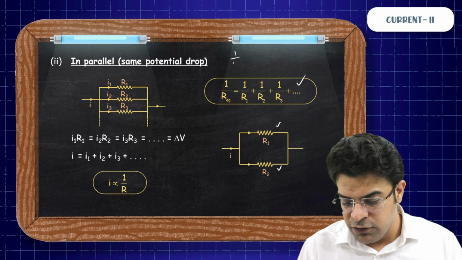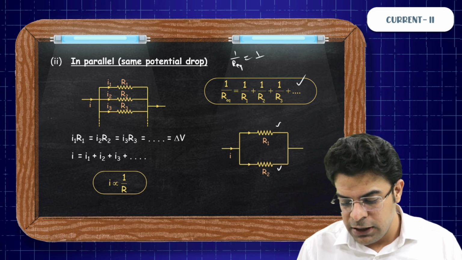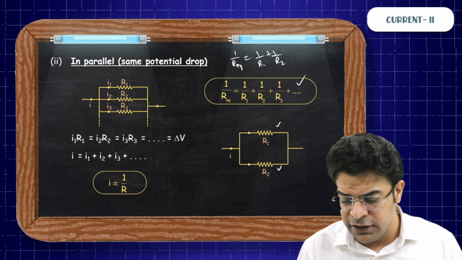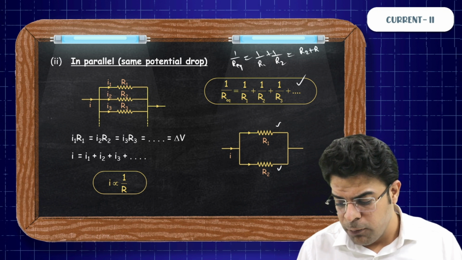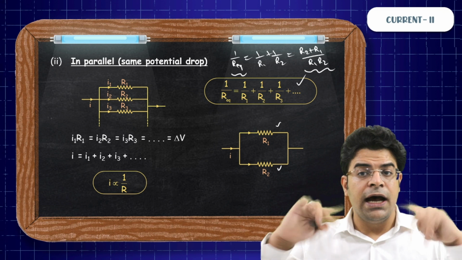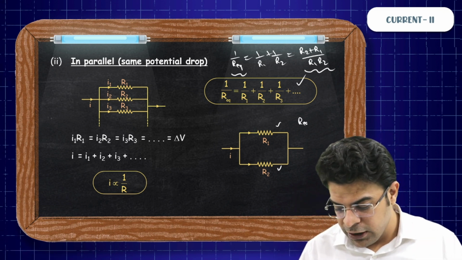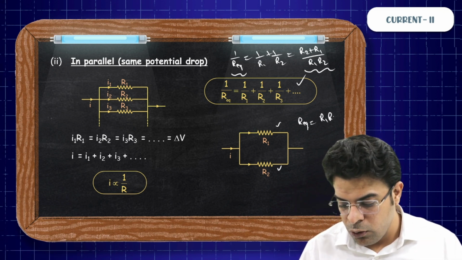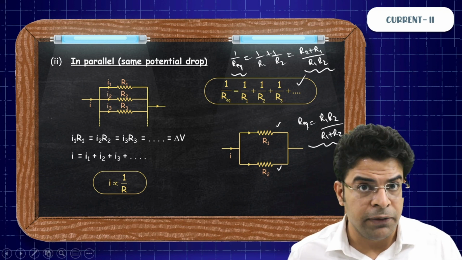I will say that 1 upon R equivalent equals 1 by R1 plus 1 by R2. That gives me (R2 plus R1) upon R1 R2. And then flipping both the sides, I get that R equivalent comes out to be equal to R1 R2 by R1 plus R2. I will never ever do this again.